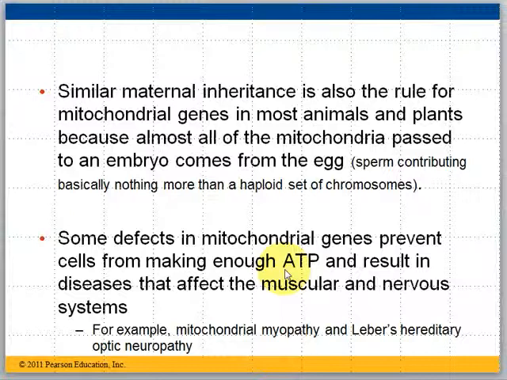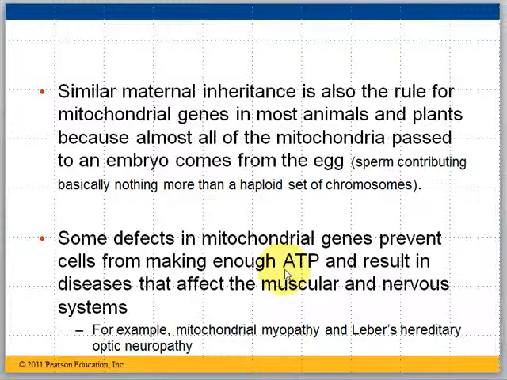So similar maternal inheritance is also the rule for mitochondrial genes, genes located inside the mitochondria in most animals and plants, because almost all the mitochondria passed to the embryo comes from the egg. Again, the sperm really doesn't provide anything but a haploid set of chromosomes, but all of the cytoplasm and organelles tend to come from the much larger egg.